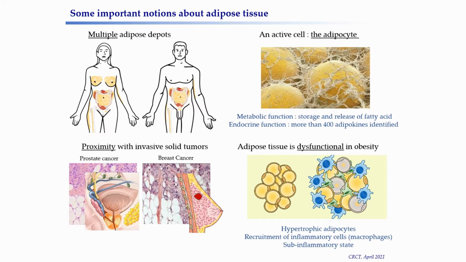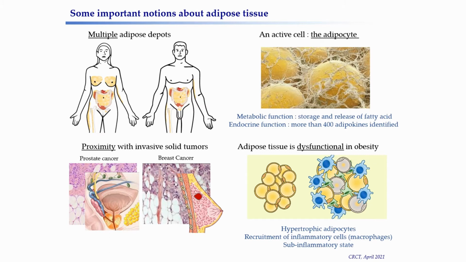In the adipose depot, we are working with the cell which is our main topic of interest, the adipocyte. Adipocytes have metabolic function and also endocrine function, with more than 400 adipokines identified to date. The metabolic function of adipocytes, I will also comment on further. It is to store and to release fatty acid.